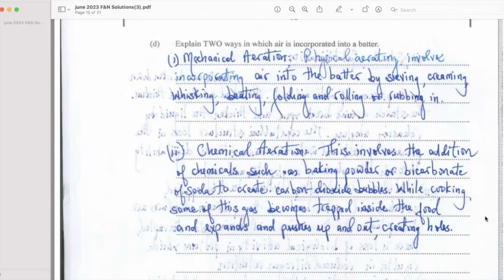And if you want to put another one, because there are three ways in which air is incorporated: one is mechanical, chemical, and the other one is biological. The biological one is when you put yeast, like you're making bread or you're making wine to build alcohol content. But it just asks you for two. So the responses here are just mechanical and chemical, but you also have biological.